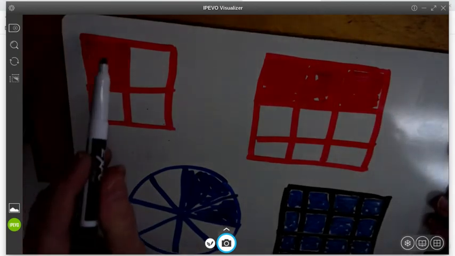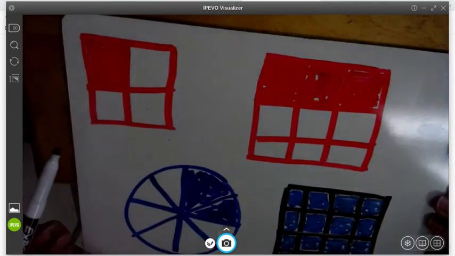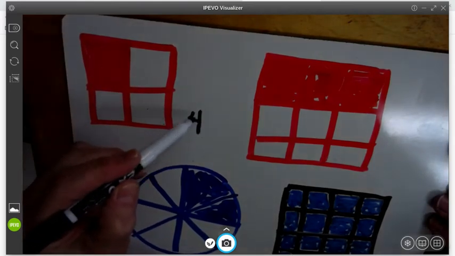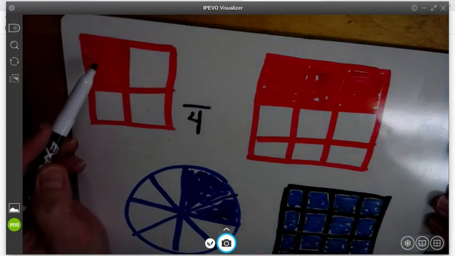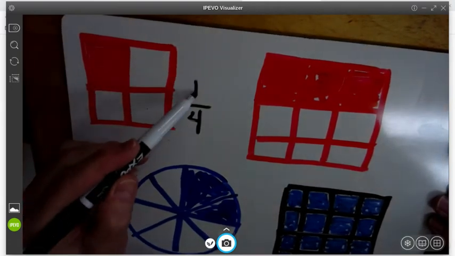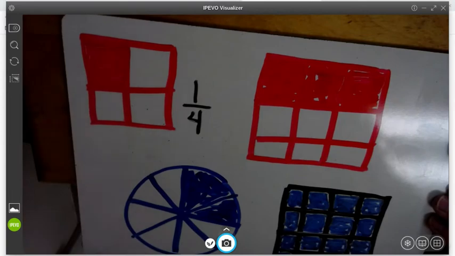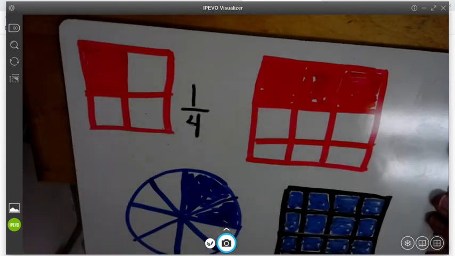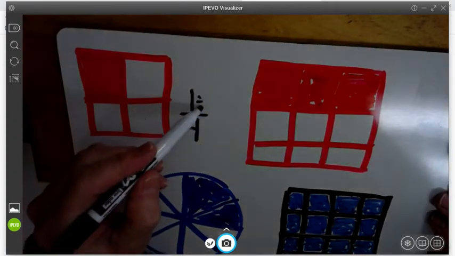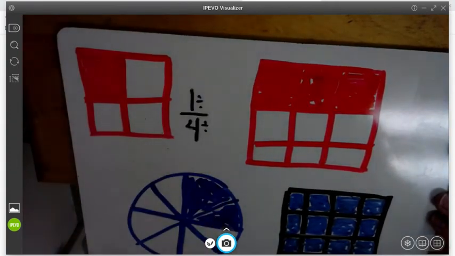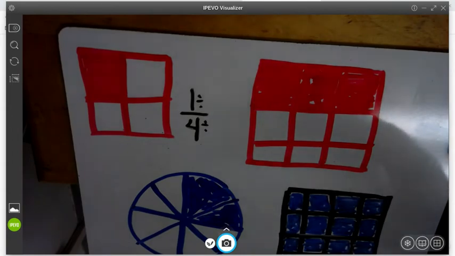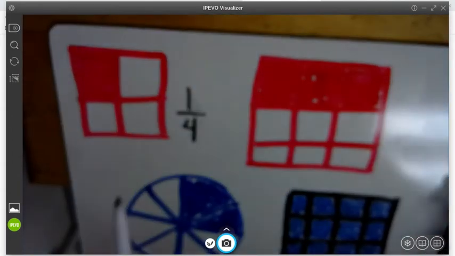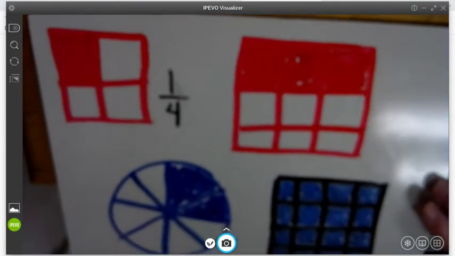So the first picture we're going to look at is right here. It looks like a window. It is divided into 4 parts. So my denominator is 4. There is one part shaded in, and so I would have 1/4. Now, if I can, I would simplify this fraction, but I cannot divide anything into both of those numbers at the same time. So this one is already simplified. This picture as a fraction would be 1/4.